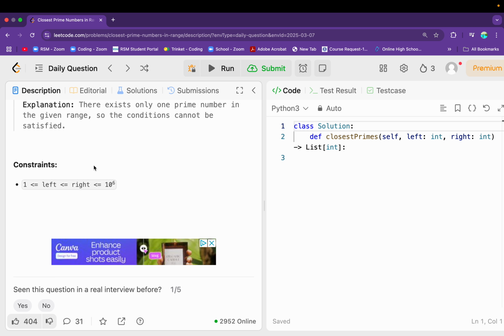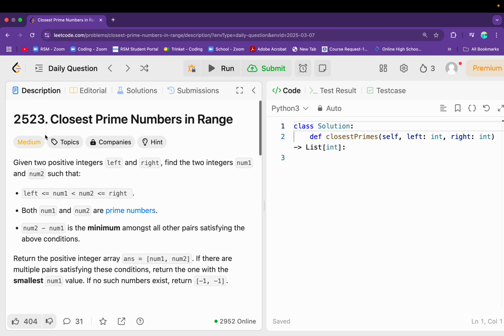And so for the constraints here, we're given that left is always going to be less than right, and they're both always going to be less than or equal to 10 to the 6th power, which leads us to some important observations to really make in this problem to solve it efficiently. Well, what is the main observation that we can make, right? That is that checking whether a number is prime really can be slow if we do it individually for every single number in the range from left to right.